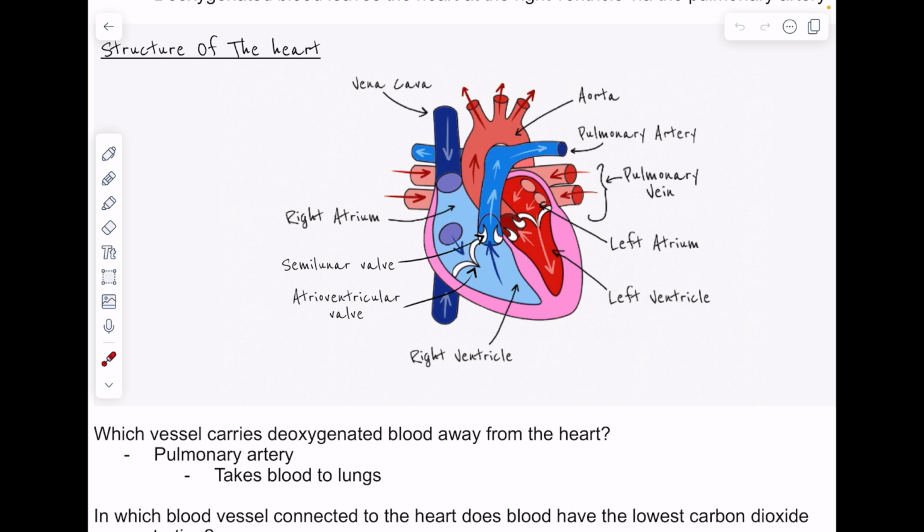flow around the body. The blood returns to the heart, this time deoxygenated, into the right side via the vena cava. The right atrium contracts, forcing blood through the tricuspid valves. The blood enters the right ventricle, and then the right ventricle contracts, meaning that blood flows through the semilunar valves into the pulmonary artery, where it then goes off to the lungs for reoxygenation.